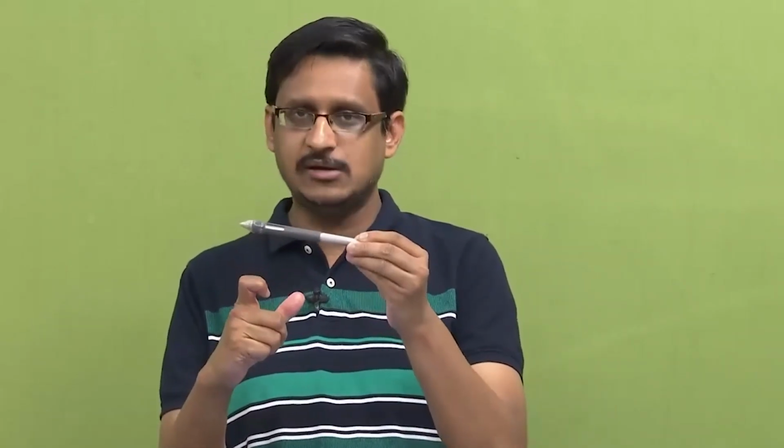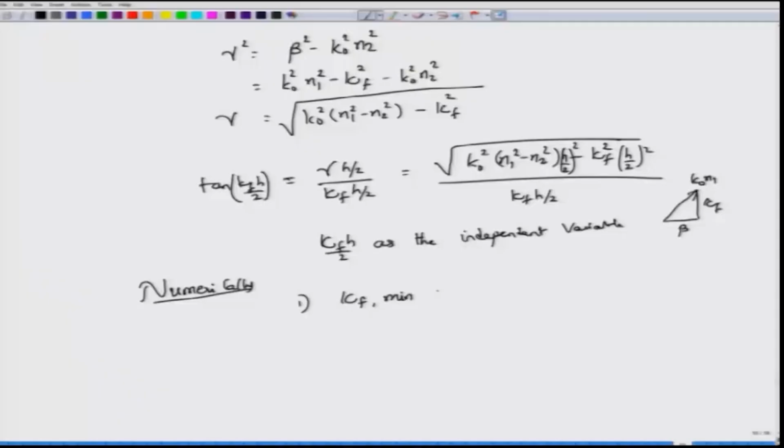The projection of k0 n1 will then be exactly equal to beta when kappa f, which is the height of this triangle, will be equal to 0. So, that is the minimum value that one can actually have. So, the minimum value of kappa f is actually equal to 0, right.